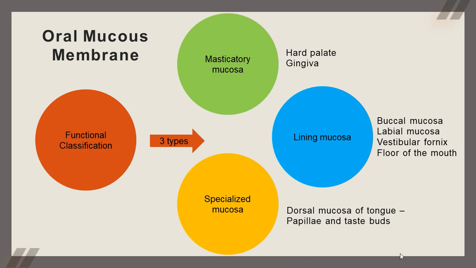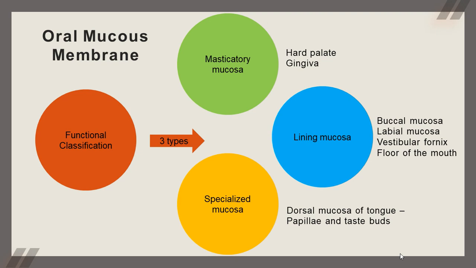So oral mucous membrane can functionally be classified into three types. You have the masticatory mucosa, you have the lining mucosa, and something called specialized mucosa. Masticatory mucosa is the place where you get the maximum friction or the maximum forces exerted. So masticatory mucosa comprises the mucosa of the hard palate and gingiva. One important thing to remember is masticatory mucosa will always be lined by keratinized epithelium. Keratin provides the extra cushion or protection needed to counteract the extra amount of forces exerted upon the hard palate and gingiva.